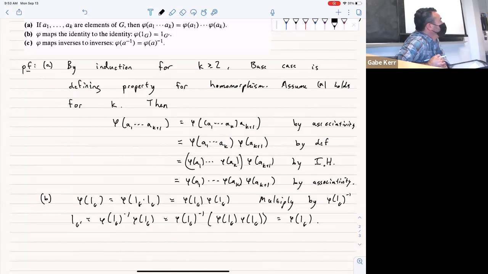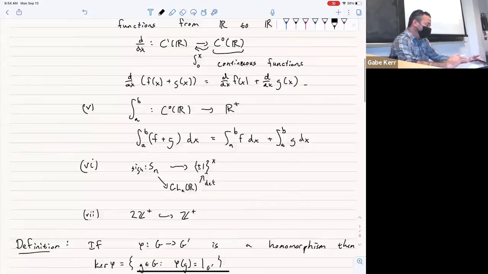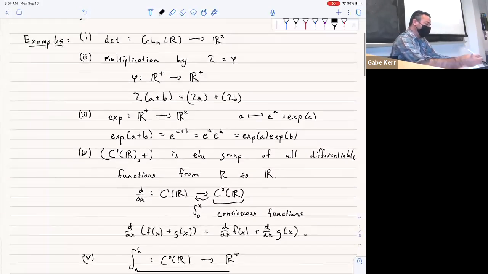So the 1G doesn't even denote the actual number 1, right? It's just the identity. It is the identity for G. When you're dealing with multiple groups, you don't want to use 1 as the identity because you want to denote which group you're talking about. So 1 sub G denotes the identity of G, and 1 sub G prime denotes the identity of G prime. If I look back at this example, the identity of R plus is 0 as a number. It's the identity of additive reals.